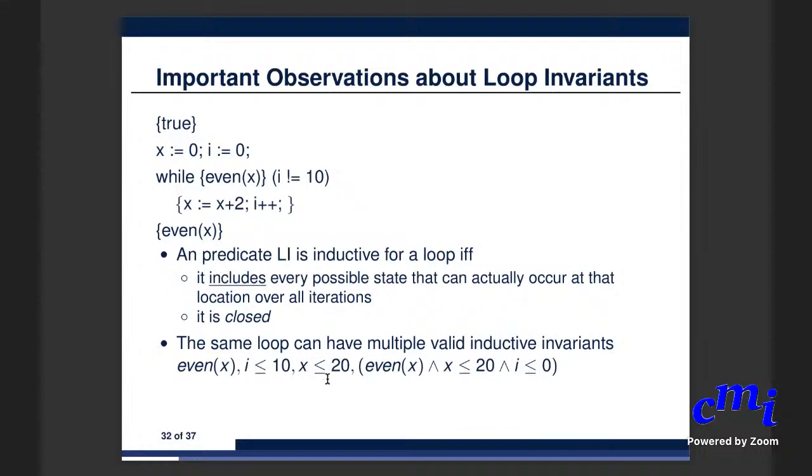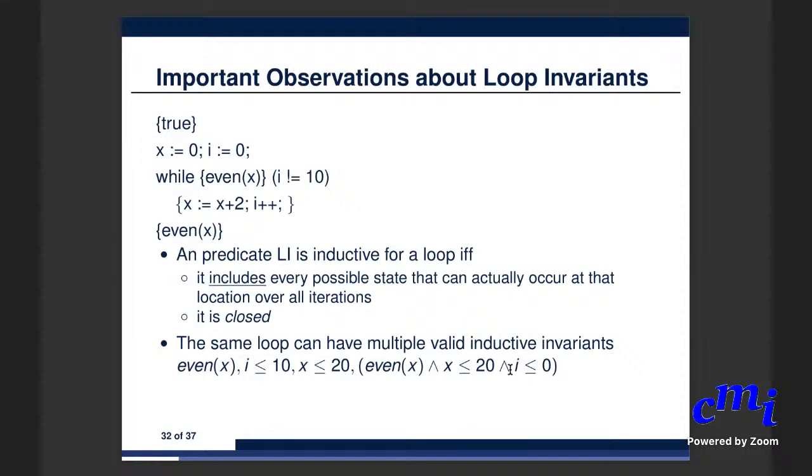X is less than or equal to 20 is also an inductive invariant. All these are different possible inductive invariants for this particular loop. Do you agree, or do you have any issues or doubts about this? Any questions? Okay. So if a bunch of predicates are individually inductive invariants, then a conjunction of them is also an inductive invariant. Are there any other things?